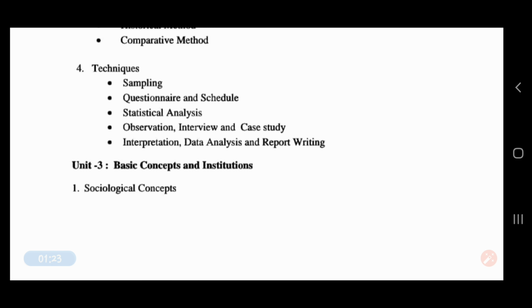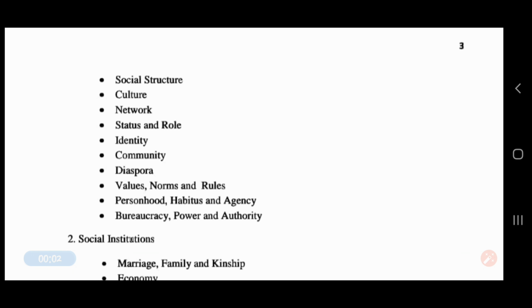So in the third unit you have basic concepts and institutions. So here you will have to learn about the sociological concepts and social institutions. So in it, the first subunit is sociological concepts. Under it you have social structure, culture, network, status and role, identity, community, diaspora, values, norms and rules, personhood, habitus and agency, bureaucracy, power and authority.